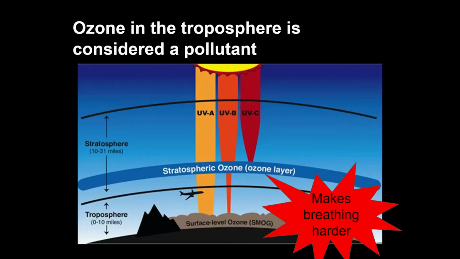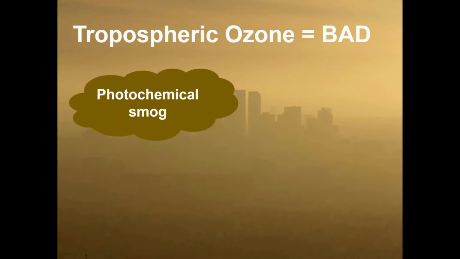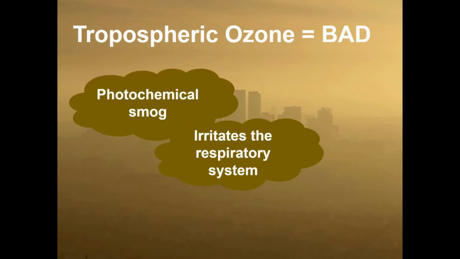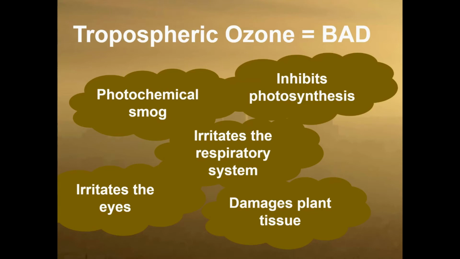In the troposphere, ozone is considered a pollutant because of its negative effects on health and the environment. Tropospheric ozone is called bad ozone because it's the major component of photochemical smog. It irritates the respiratory system, it irritates the eyes, it damages plant tissue, it inhibits photosynthesis, and it stresses plants.